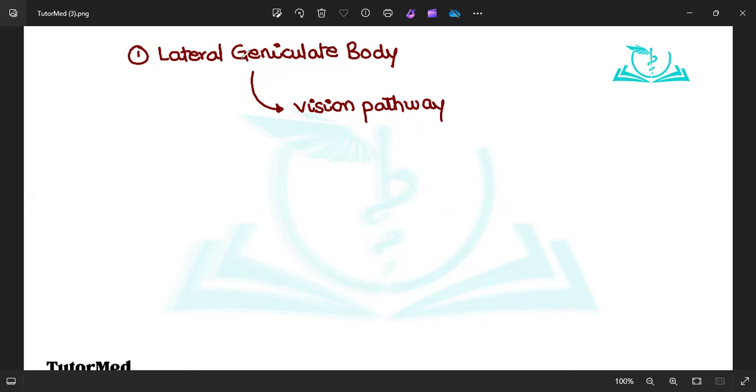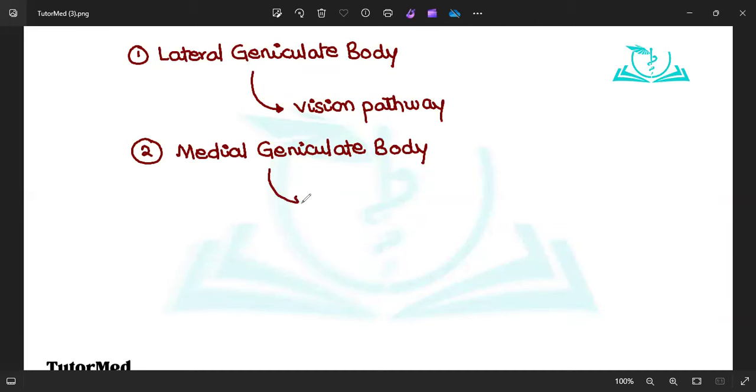Yes, sir. Now let's look at who actually mediates hearing. He is called the medial geniculate body. Everybody, the medial geniculate body. Again, the medial geniculate body.